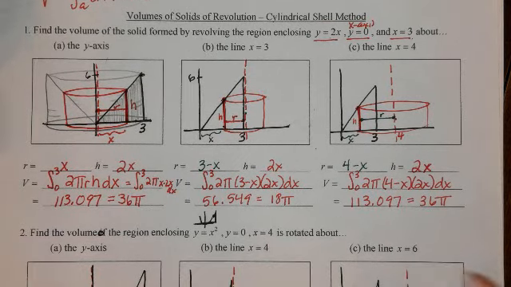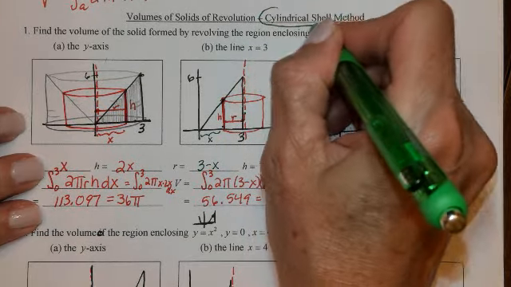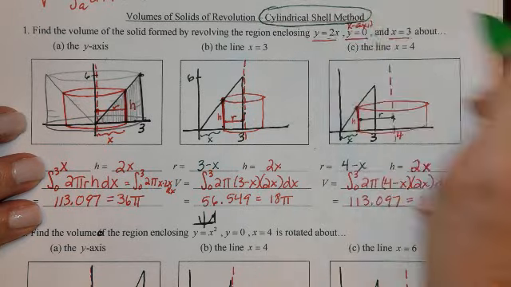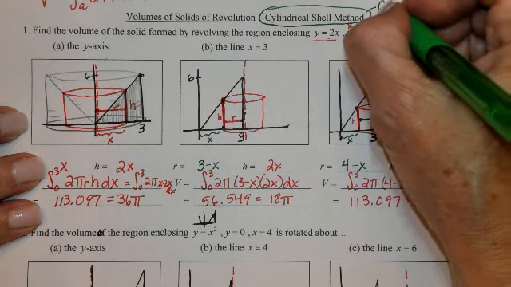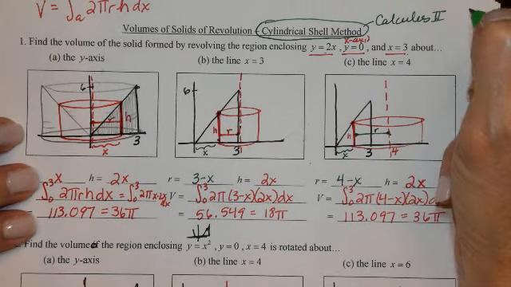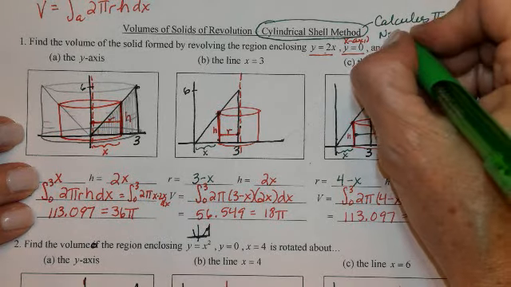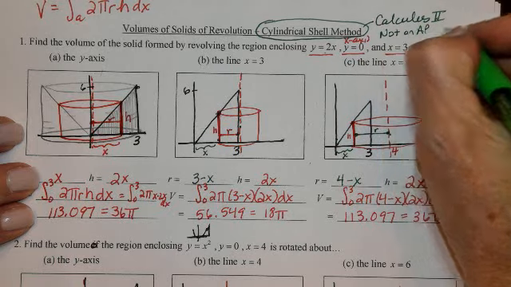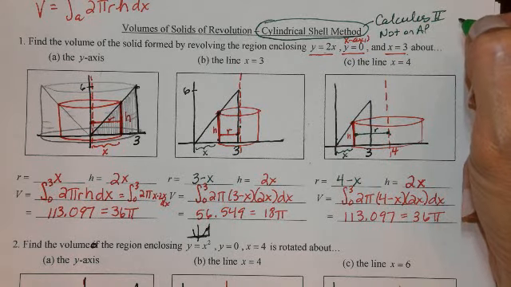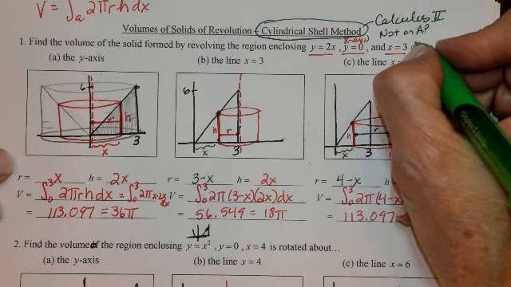Now I need to tell you this. This topic, this cylindrical shell method, is one of the topics that is usually in Calculus 2 in college. But this is not on AP. So College Board does not have this in their curriculum for this class.